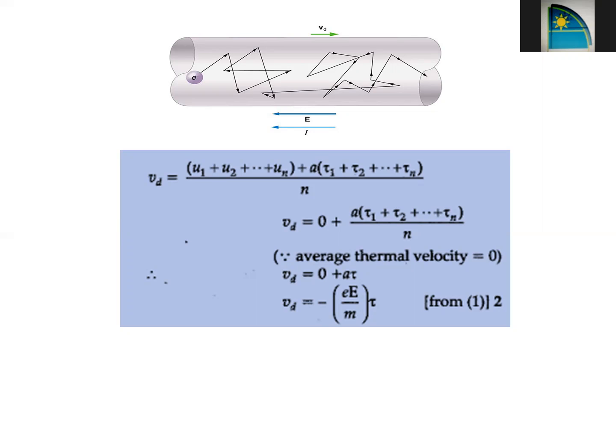Now here we can use a simple expression which we have learned in mechanics also: V is equal to U plus AT, meaning final velocity is equal to initial velocity plus acceleration multiplied by time. But initial velocity in this case will be taken to be equal to zero, because as I've already explained, the average thermal velocity of the electrons will be equal to zero.